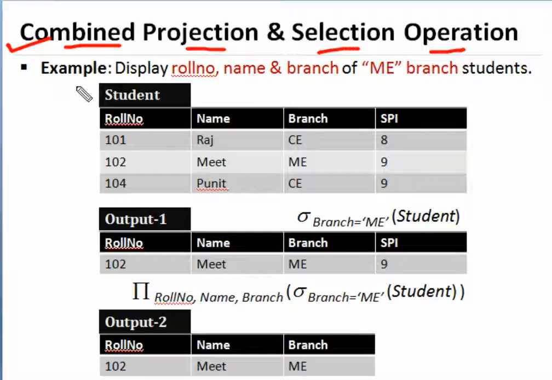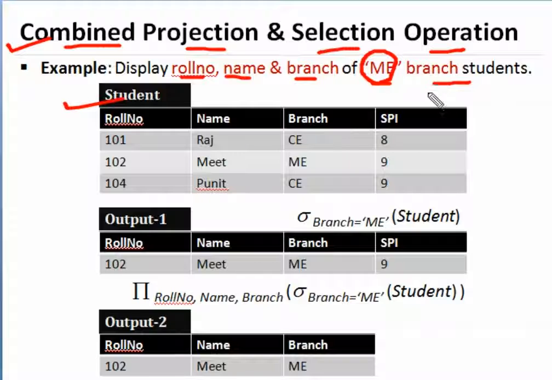Okay, so here we have an example table. Student is already there. So what we need: display the roll number, name and branch of ME branch students. Okay, so here we need the roll number, name and branch of the students who are studying in ME, that means mechanical engineering.